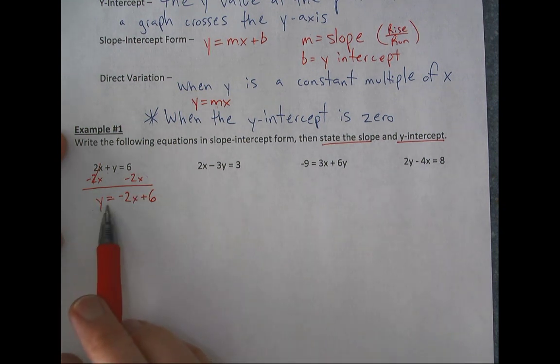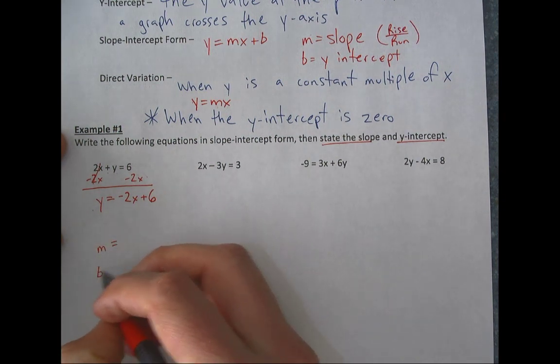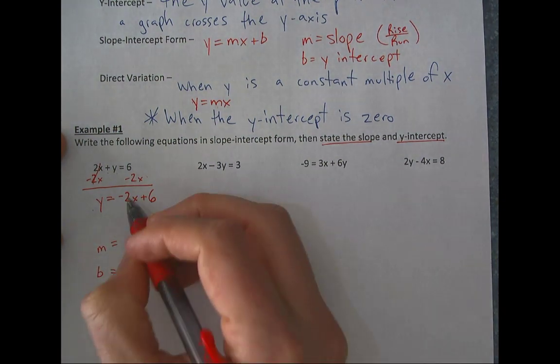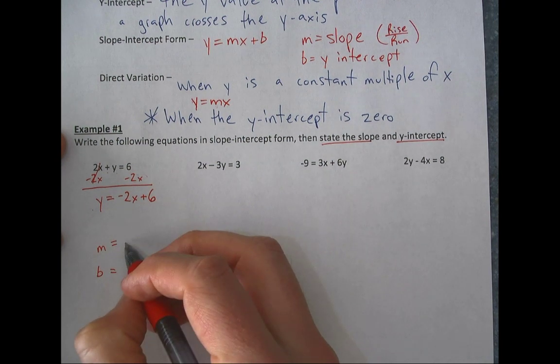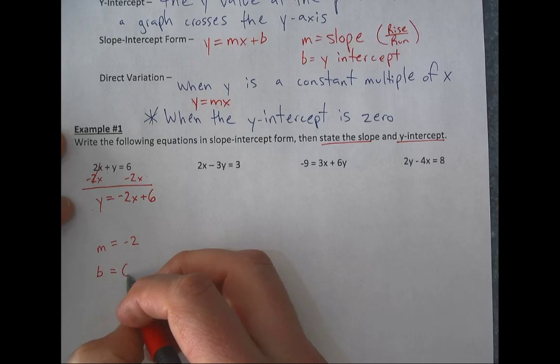So once y is by itself, I can identify my slope, which is our m, and our y-intercept, which is our b. So our slope is -2, and our y-intercept is positive 6.